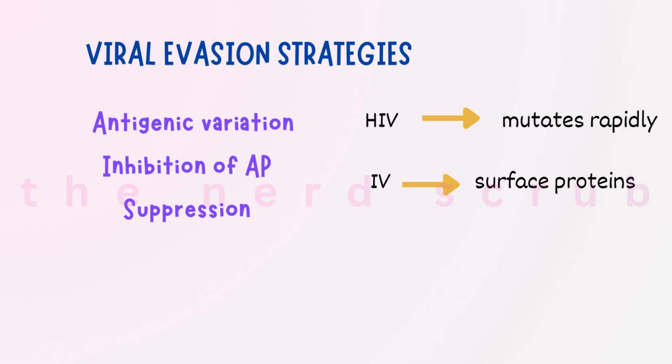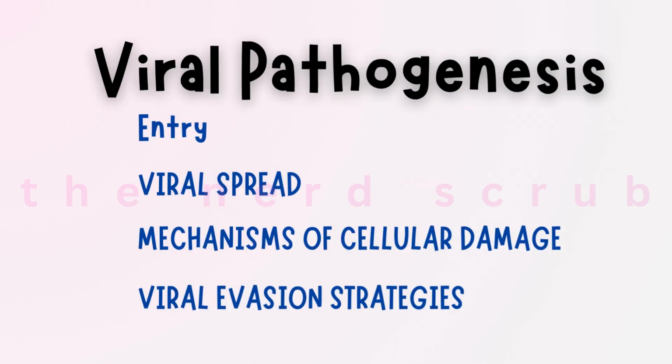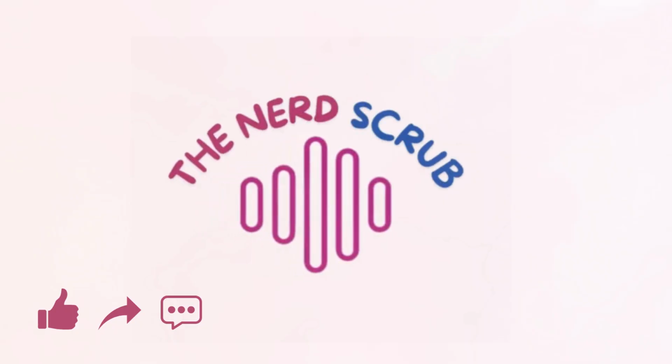If I concisely sum it all up, viral pathogenesis involves entry, spread, and cellular damage followed by immune responses. Understanding all of these mechanisms can help us develop antiviral drugs and vaccines to prevent and treat viral disease.